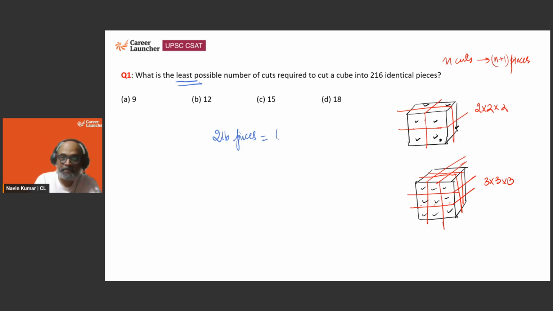So 216 can be written as 6 into 6 into 6. If you need 6 pieces vertically, then you need 5 cuts. If you need another 6 pieces horizontally, you need 5 cuts, and 6 pieces sidewise, you will need another 5 cuts. So the total number of cuts required is 5 plus 5 plus 5, which is 15 cuts. Option C.